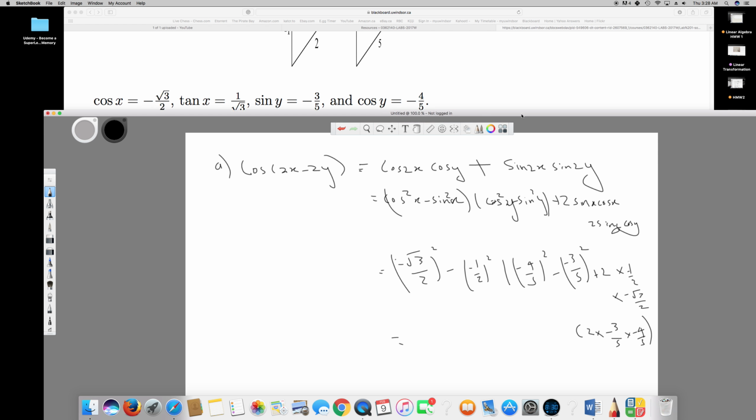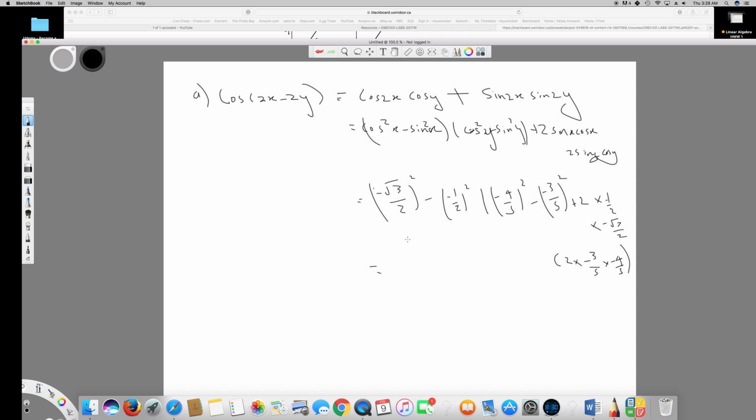(Minus root 3 by 2)² is going to be 3 by 4, minus half squared. Half squared is going to be 1 over 4. This is in one bracket. And (minus 4 over 5)² is going to be 16 over 25, minus (minus 3 over 5)² is going to be 9 over 25.